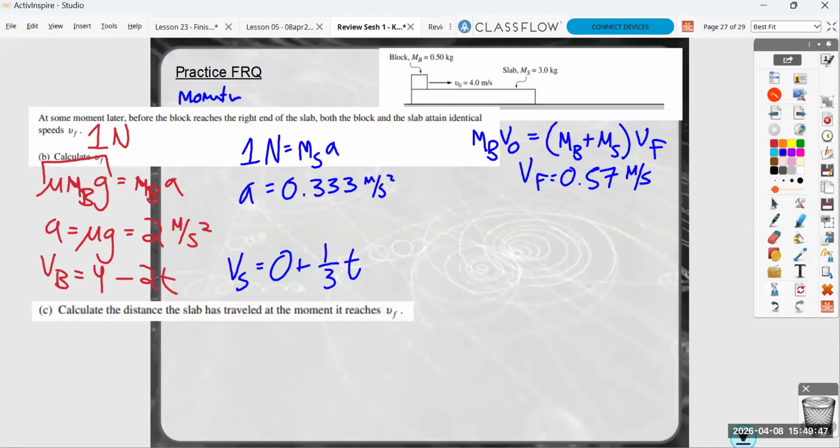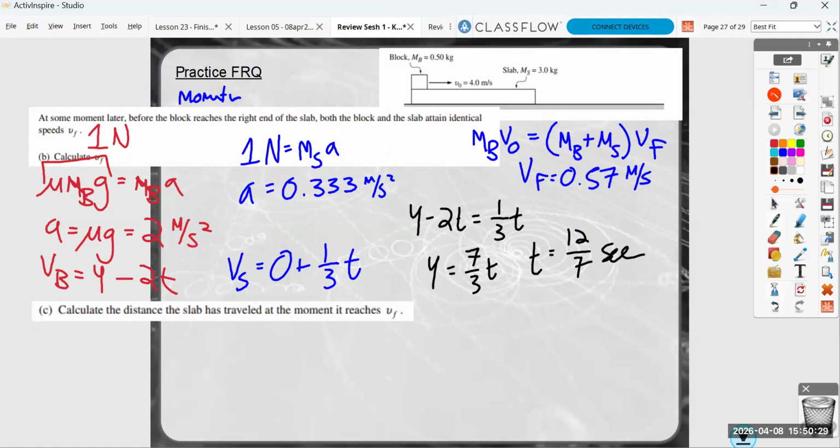Okay, it wants us to find identical speeds. So what am I going to do with those two things? How do I know when the speeds are the same? Accelerate the slab and decelerate the block, until they are equal. So what am I going to do with those two equations? Set them equal to each other. I'm going to ask, when is 4 minus 2t equal to 1/3 t? Of course, you can solve this by hand, or if you really wanted to, you could stick it in Desmos. That'll be 7/3 t, so t is going to be 12/7 seconds.